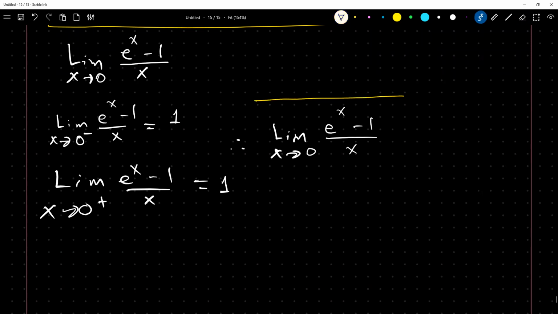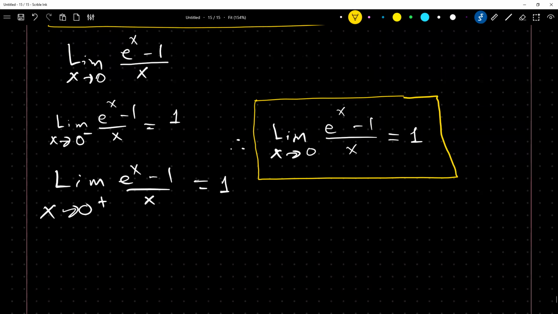I forgot to write down. Right now we have this fact that we can use, that the limit as x goes to 0 of e to the x minus 1 over x is equal to 1. And this is going to be an important limit that we'll see later on when we start deriving differentiation formulas for the different types of functions.